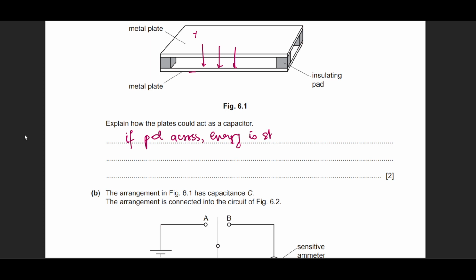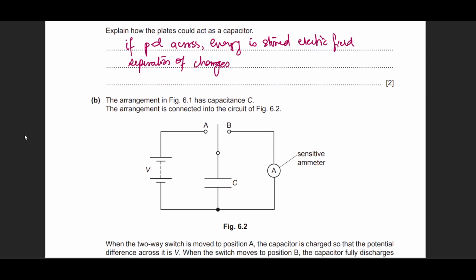Energy is stored how? In the form of either the electric field, or it is because of the separation of charges. Separation of charges on both plates, and this work has been done by the battery. The battery has separated the charges, which are now in excess on one plate and in deficit on the other, and now the energy has been stored in the capacitor. That is how your mobile phone batteries, that is how your laptop battery actually functions. Okay.